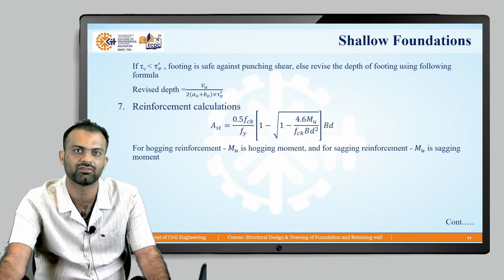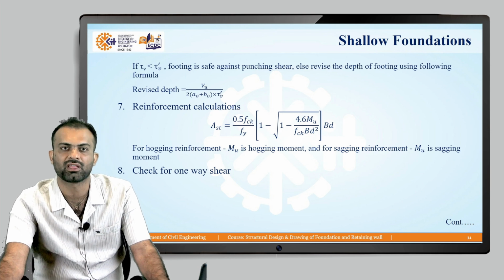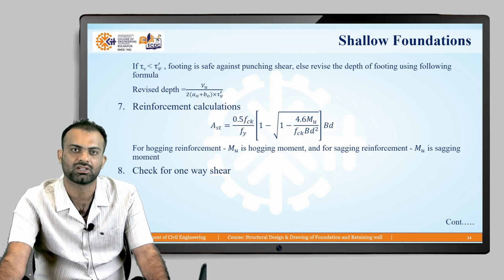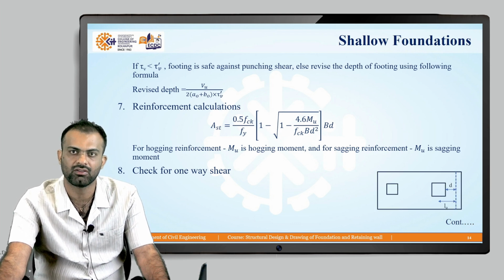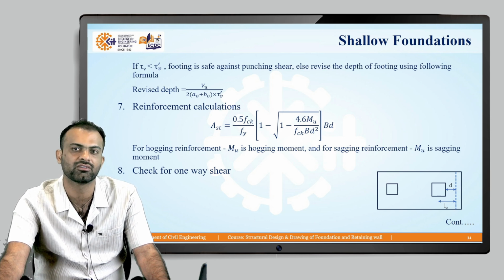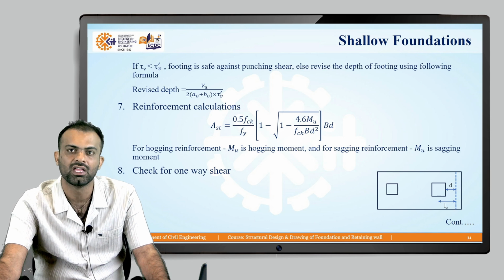This is what I already mentioned, for your reference, in case you forget my statement, so you can see this one. After calculating the reinforcement, we need to check for one-way shear. The one-way shear I already mentioned in the IS 456 recommendation. The critical section for one-way shear is at a distance d from the face of the column. Here also we are going to check the one-way shear for the heavy column only.